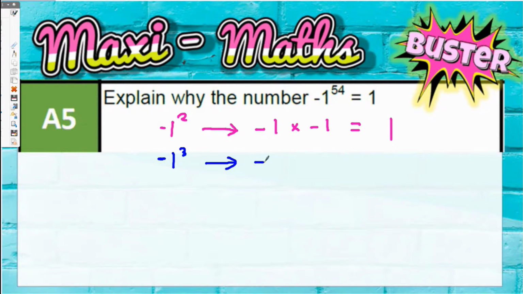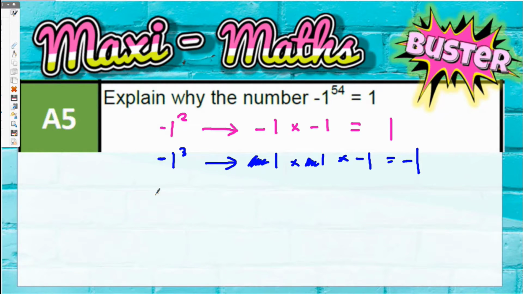Well, that's going to be -1 times -1 times -1. So cover up all the minuses. 1 times 1 times 1 would still be 1. But every pair of minuses pairs up to make a positive. So that minus and that minus would pair up to make a positive, and there would still be one minus left at the end without anything to pair up with. So that means because that one's left at the end, the answer will be negative. So -1 cubed is -1.